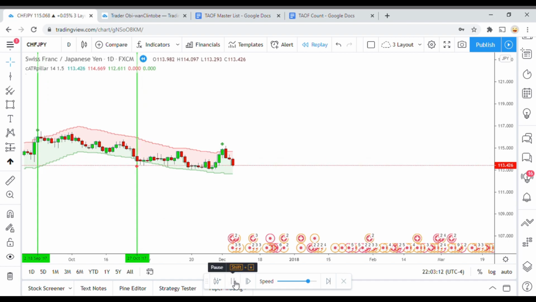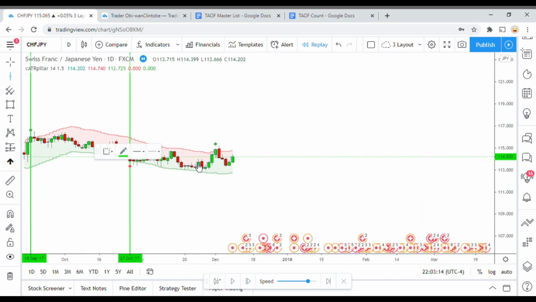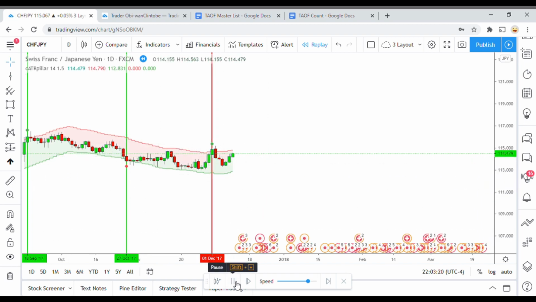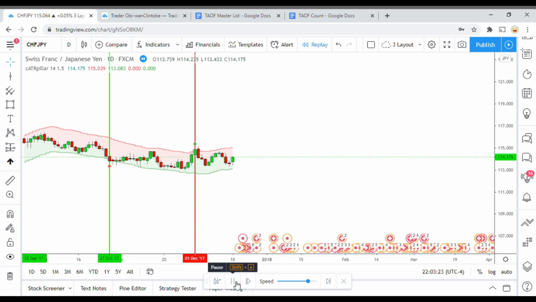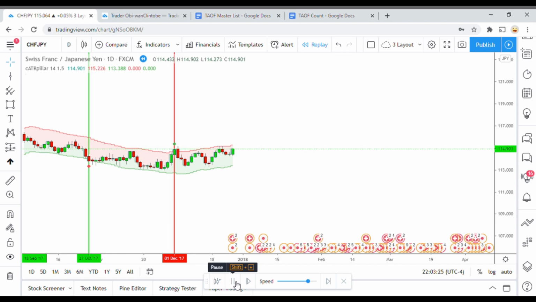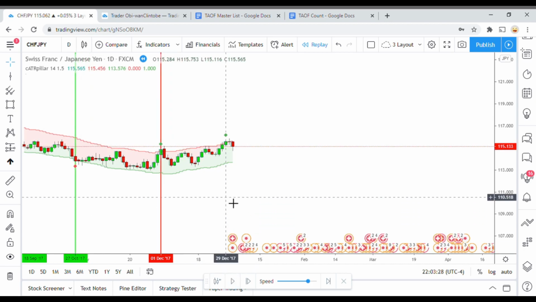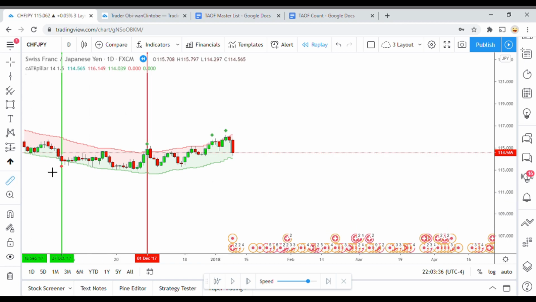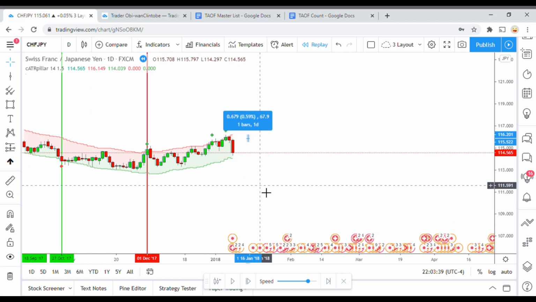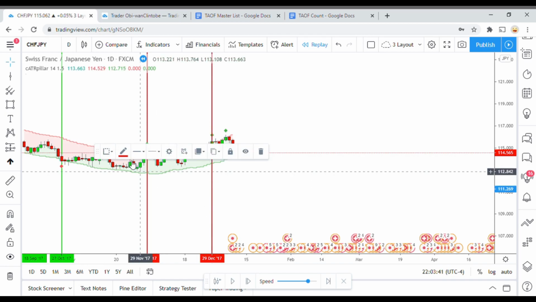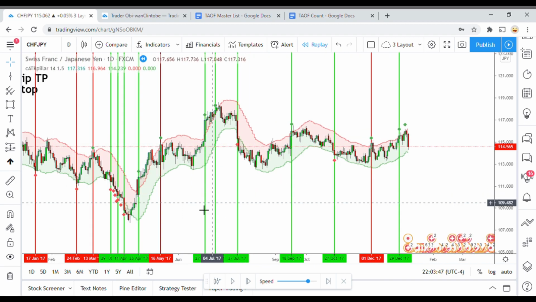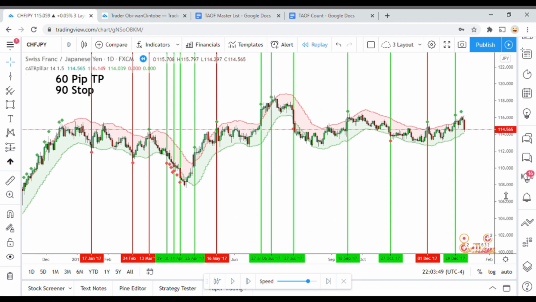Running into December, picked up a long signal right there. That one turned around, dropped out pretty hard on us. Definitely stopping us out. See if we can pick up any more. Oh, there was one more. Ooh, that was close. And it looks like we got, yep, we did. One more win out of it. There we go.